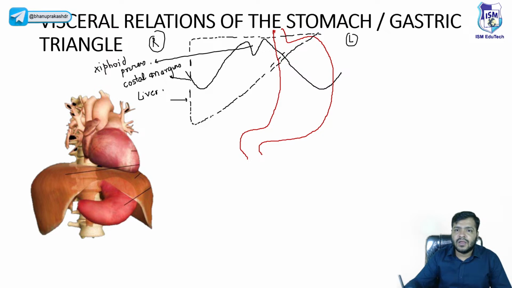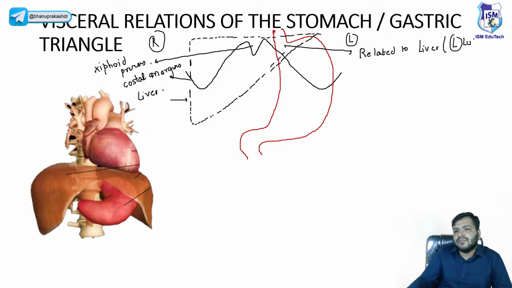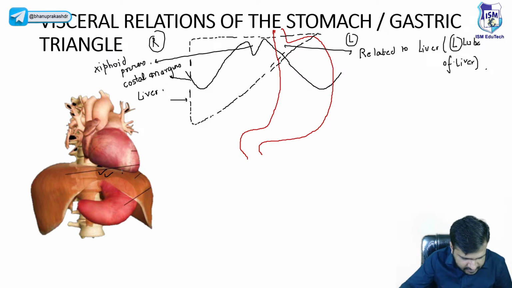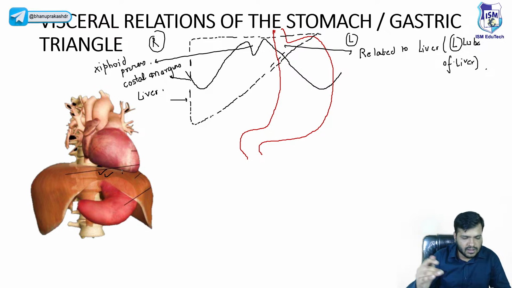So yes, this part of the stomach, beta, it is related to the liver, and when I say liver, it is the left lobe of the liver. Obviously ये right side है और ये left side है, so it is related to the liver. And which lobe of the liver? It is the left lobe of the liver. It is more or less an anterior relation, guys, you can see in the picture as well. So it is the right half of the left lobe of the liver. Okay.